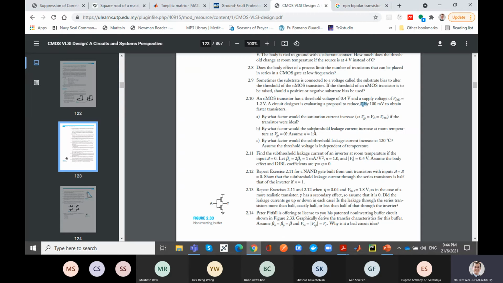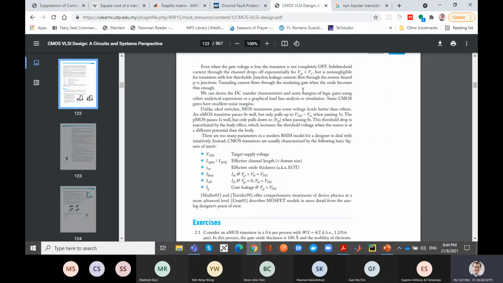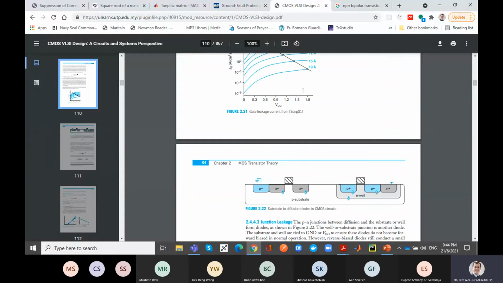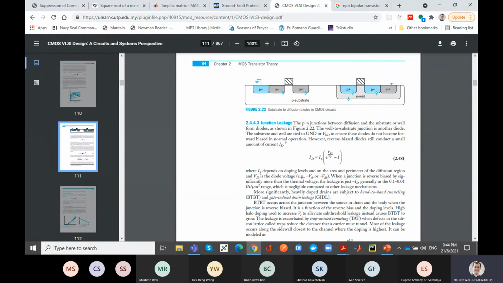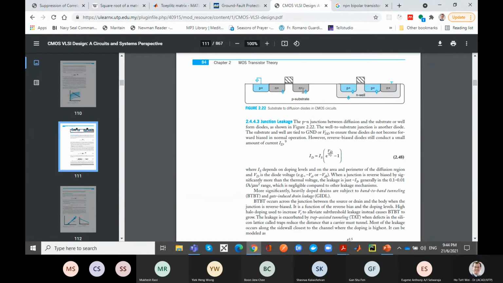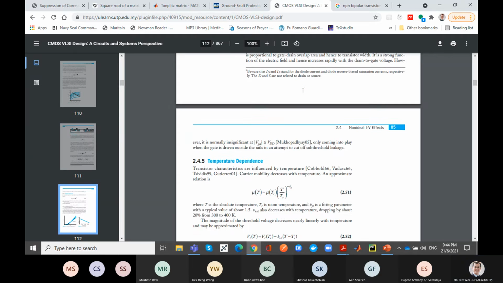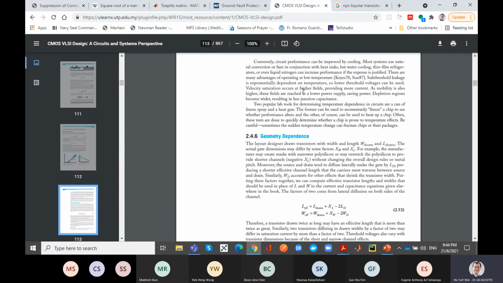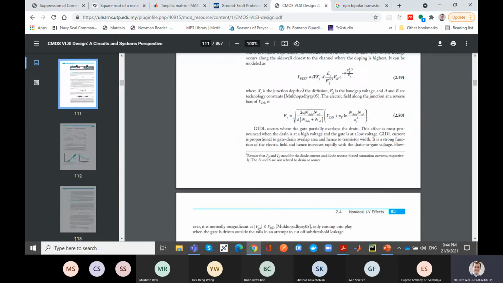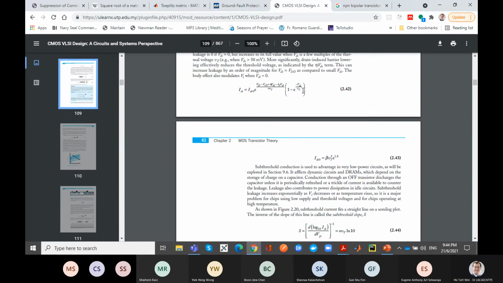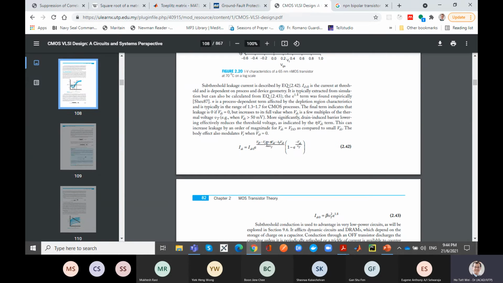By what factor would the subthreshold leakage current increase at room temperature at VGS equals 0? Assume N equals 1.4. Okay, so now I'm just going to take you back to the leakage current part, subthreshold conduction.